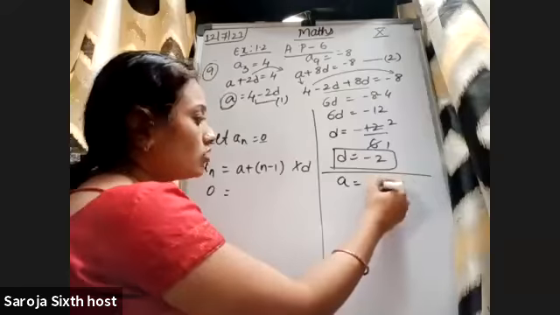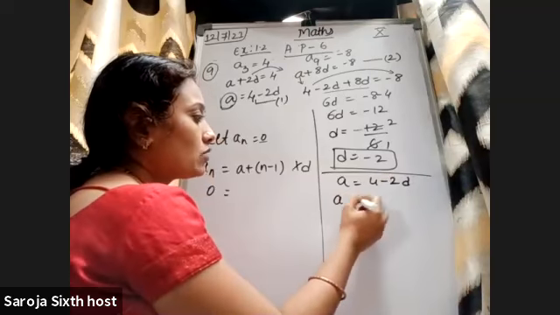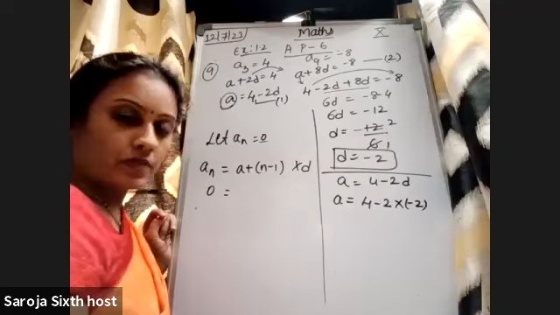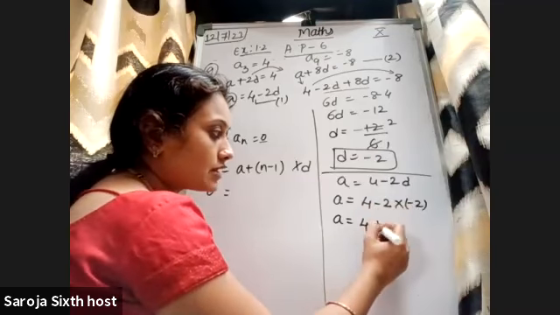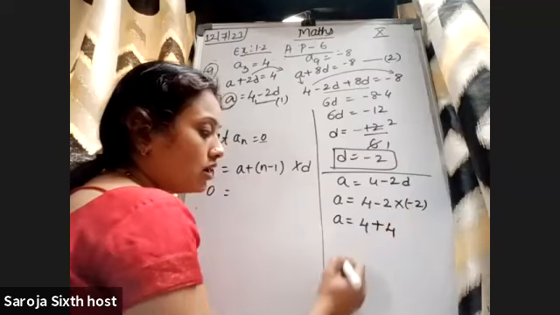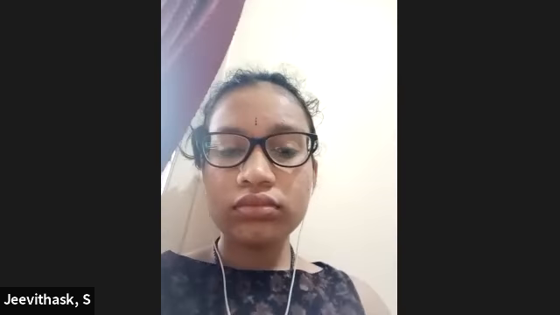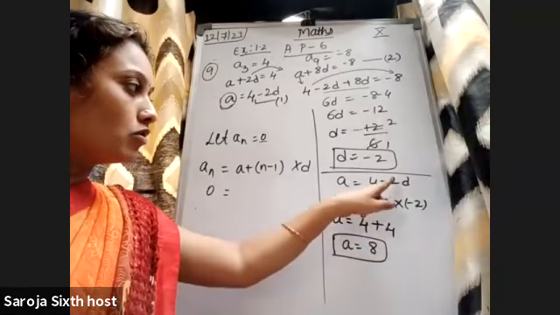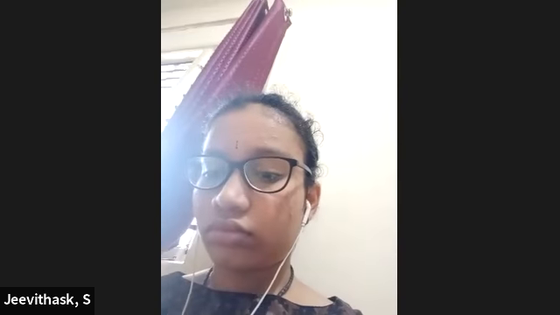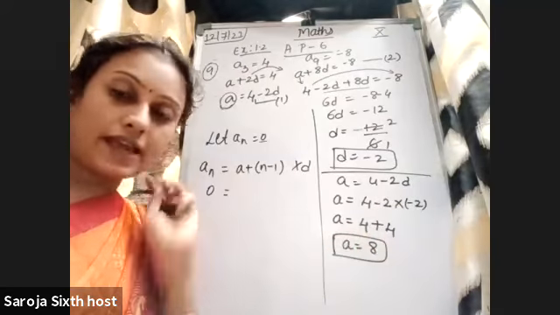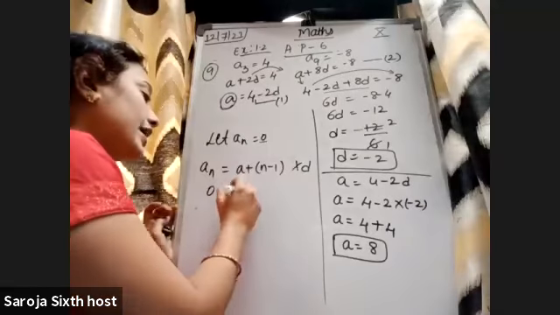Now consider first equation. A is equal to 4 minus 2D. A is equal to 4 minus 2 into minus 2. A is equal to 4 into minus is plus. 2 twos are 4. So A is equal to 8. Anybody is having doubt? See here. So 4 into, this is multiplication. 2 twos are 4. Minus into minus becomes plus. 4 plus 4 is 8. Now, there is 8 we are going to get.